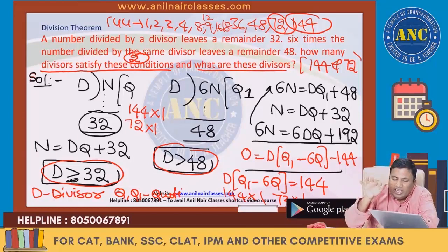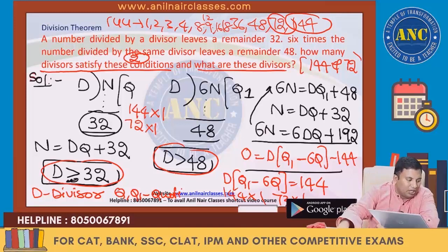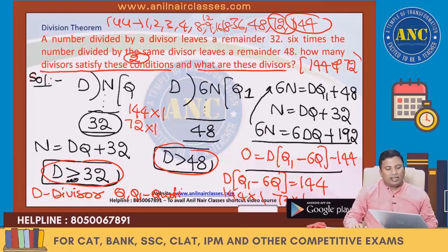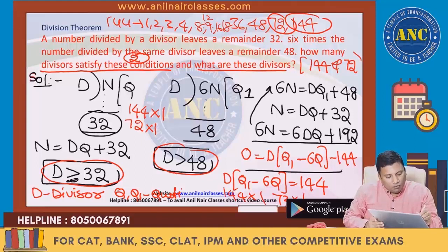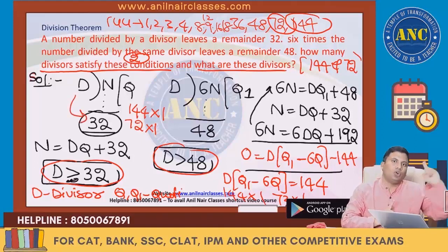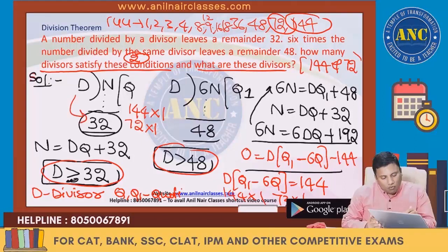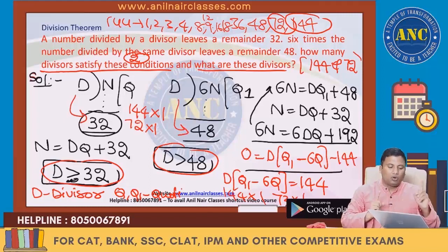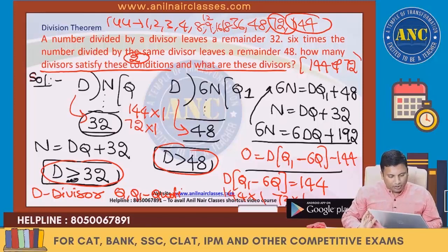Very, very high conceptual content, extreme conceptual content. Why is d greater than 32? Go back to the division theorem. Why is d greater than 48? Go back to it. I hope it is clear. Very, very good question. Extremely good question. We will solve one more question based on this.